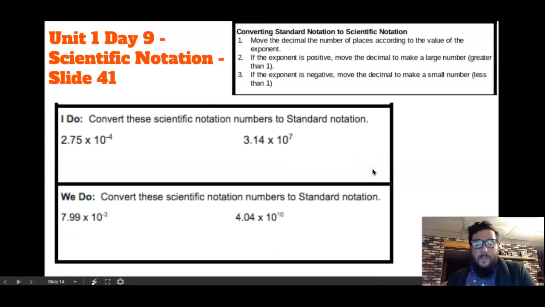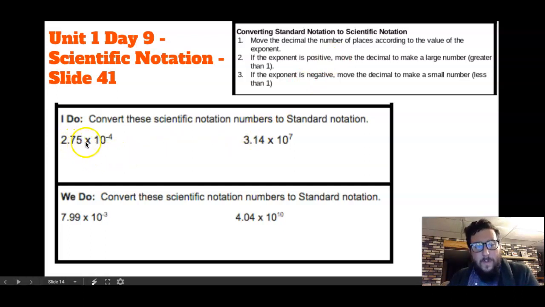Now we can take those scientific notation numbers and convert them into expanded form. And the steps we're going to use to do that is to move the decimal the number of places according to the value of the exponent. If the exponent is positive, we're going to make it a large number, greater than 1. If the exponent is negative, we're going to make it a small number, less than 1. So let me do these two I do problems.